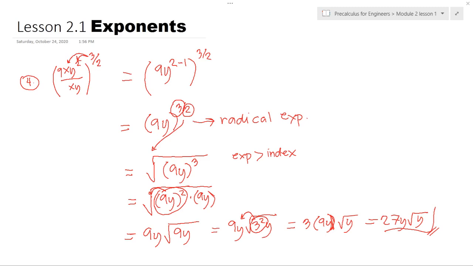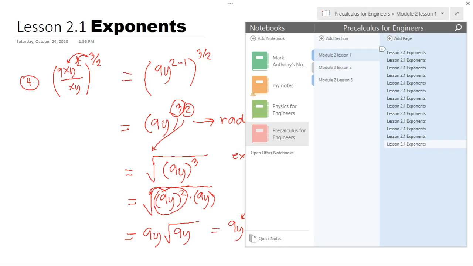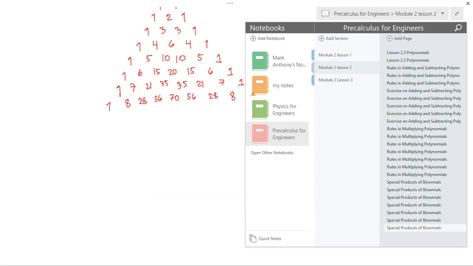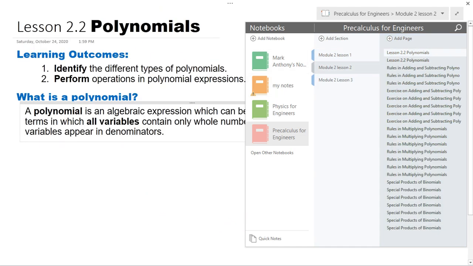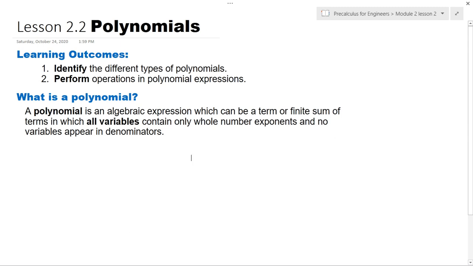Lesson 2 is all about polynomials. So let's start with polynomial. In this lesson, you will be able to learn how to identify different types of polynomials, and I think I already discussed this in the first module: the monomial, binomial, trinomial, and so on. And then you'll also learn how to perform operations on polynomial expressions.